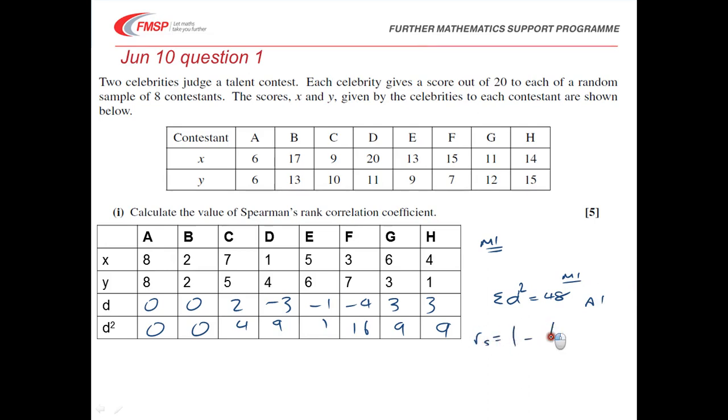So rS is 1 minus 6 lots of 48 over n. Now n is how many pairs of data you've got, so that's 8 times n squared minus 1, so that's 63. So working that through, we get 0.429. So you get an additional method and accuracy mark here.